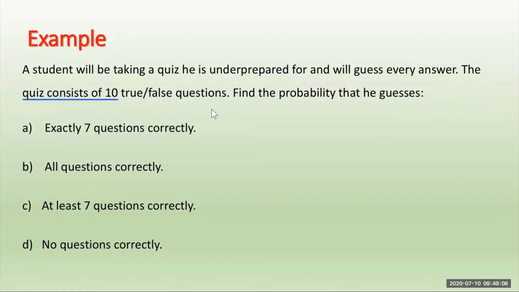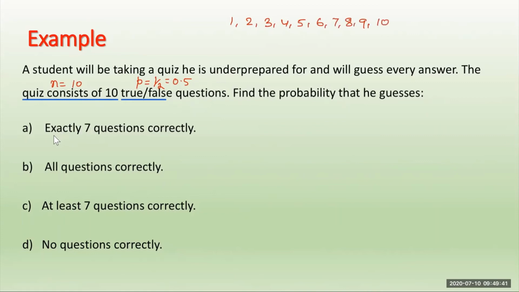And then the outcomes are true or false. So meaning of that is n is equal to 10 and p is equal to 1 out of 2, or half. Probability of success is half. Okay, p equal to half or 0.5. You can also write 0.5. So there are 10 questions. So 1, 2, 3, 4, 5, 6, 7, 8, 9, 10 questions are there.